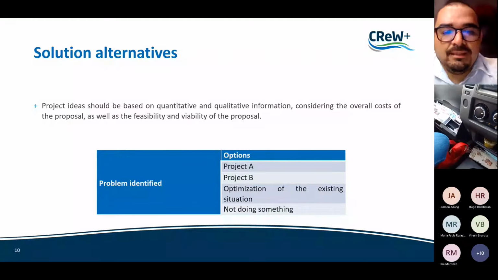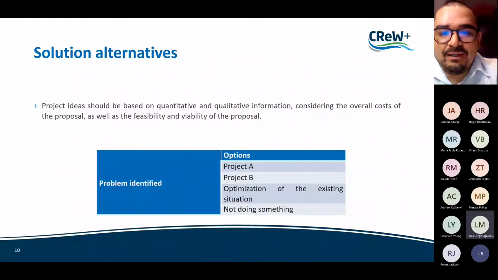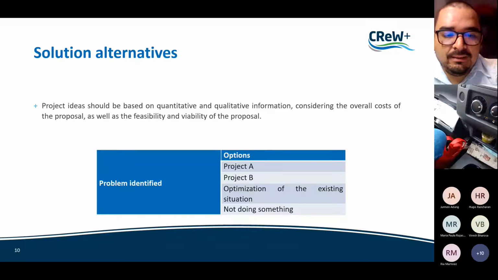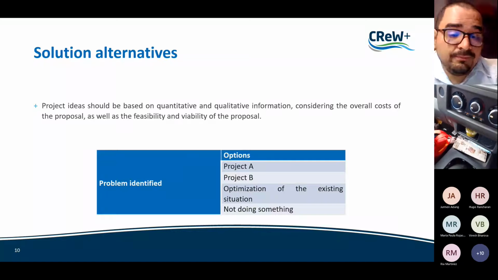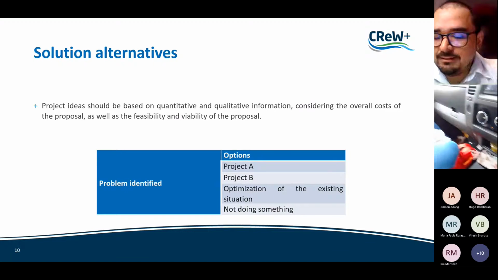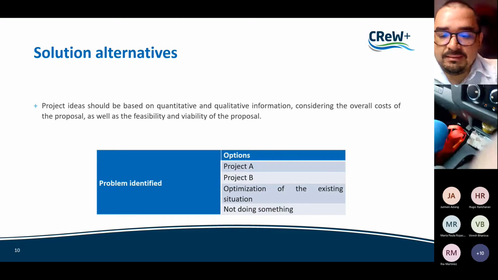The project ideas should be based on quantitative and qualitative information, considering the overall cost of the proposal, as well as the feasibility and viability of the proposal. So you have the problem and you have different options, right? Project A, project B, optimizing the existing situation, or not doing anything, right? That is always an option in this case.